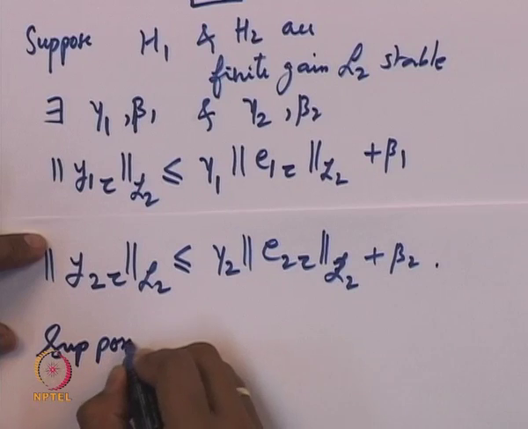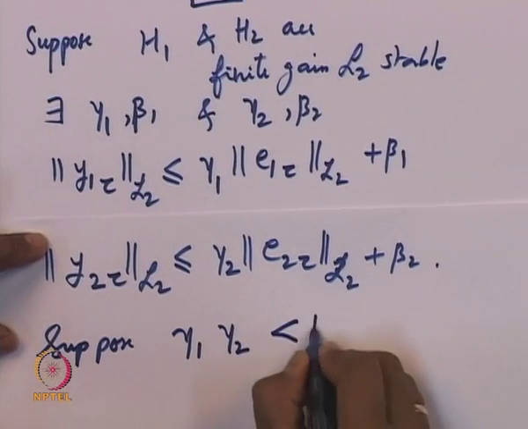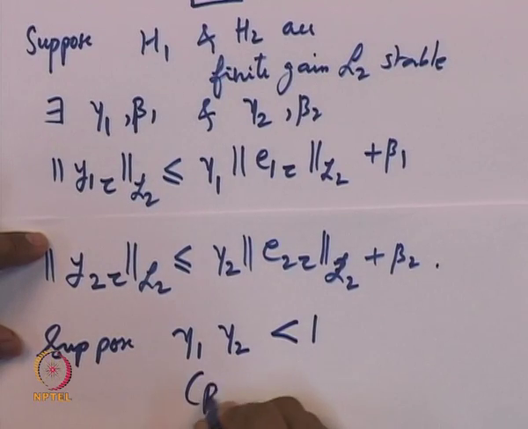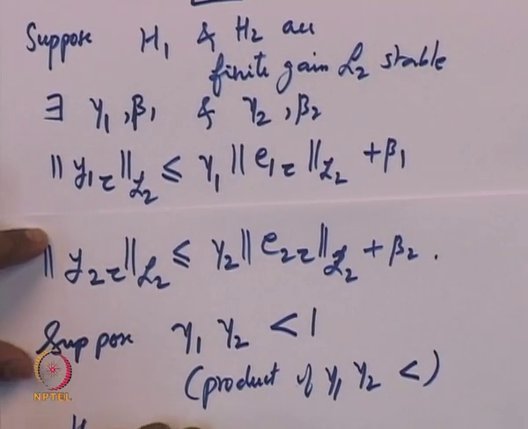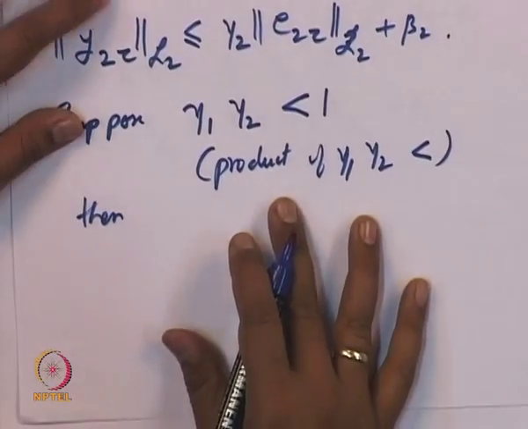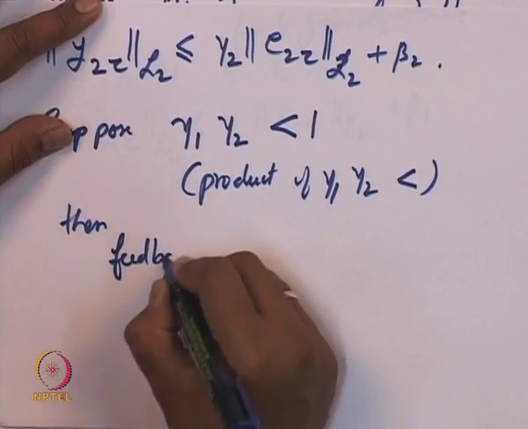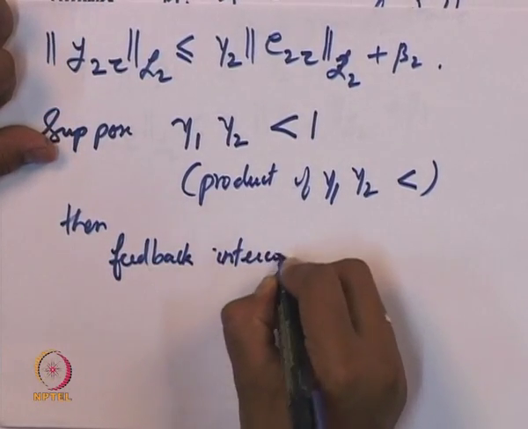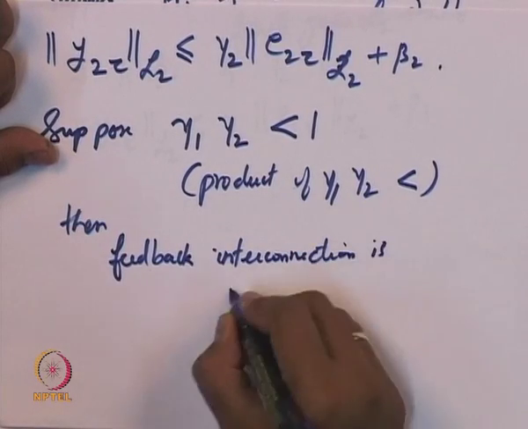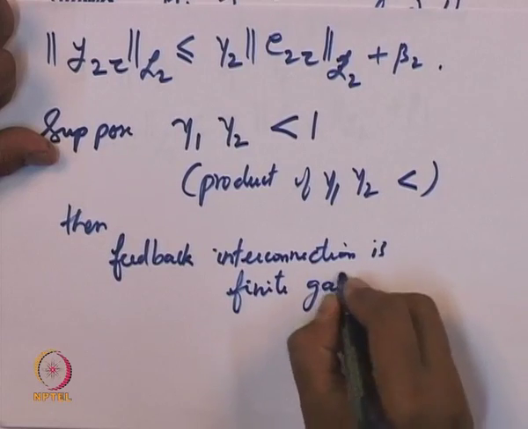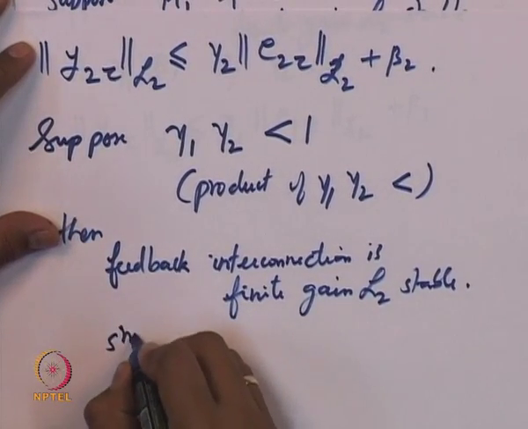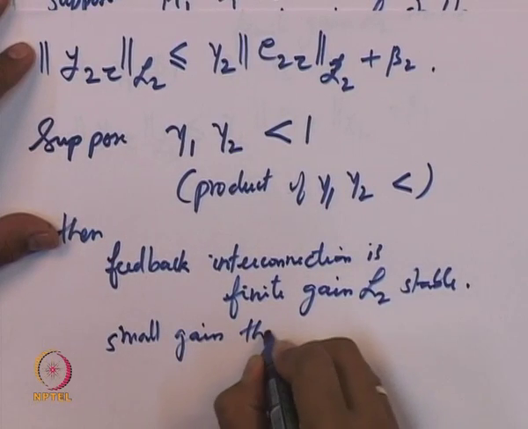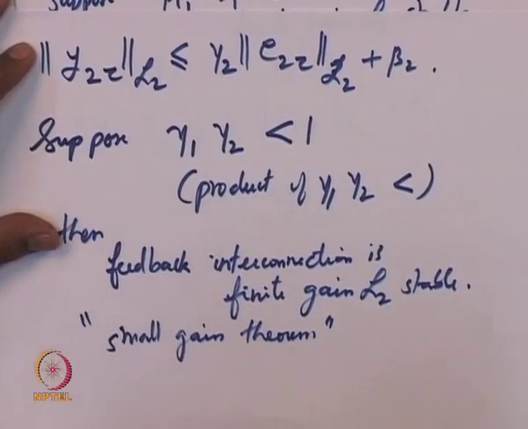What is that sufficient condition? Suppose the product of gamma 1, gamma 2 is strictly less than 1. If this is satisfied, then the feedback interconnection is finite gain L2 stable. This is called the small gain theorem. What is the small gain theorem? It is an example, a sufficient condition for the feedback interconnection to be stable.